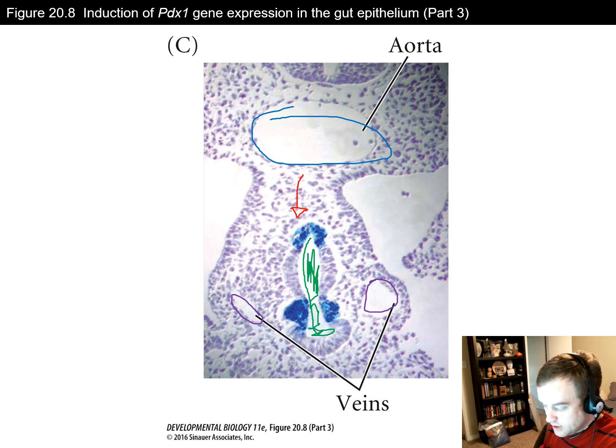So in order to become pancreatic tissue, you have to be near these vitelline veins or the aorta, because those paracrine factors are needed to cause that differentiation.